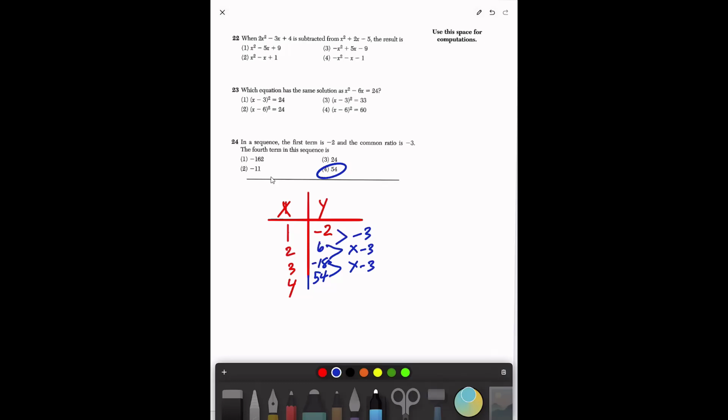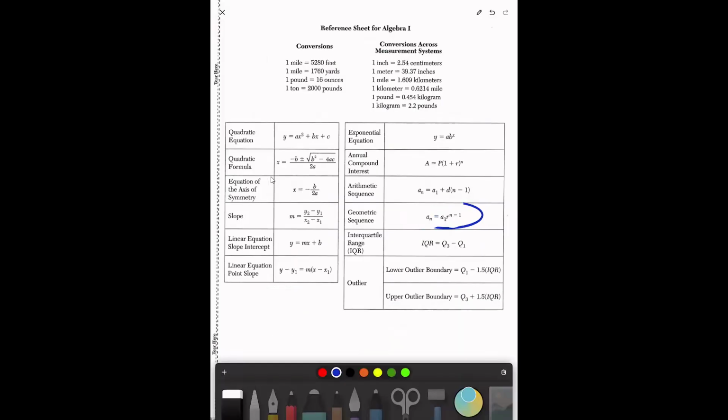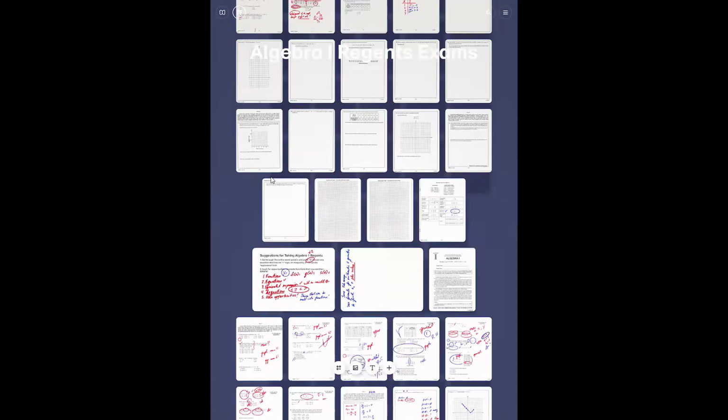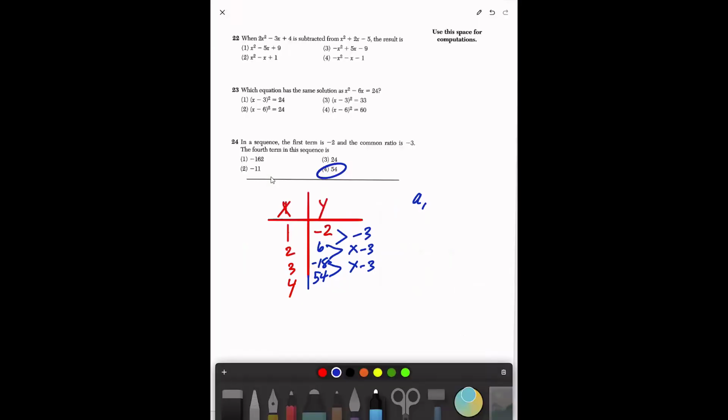Now, I'm going to show you one more thing. There is a formula on the reference sheet. Let me just go to that right here. It says that A sub n, for a geometric sequence, you can find any term as long as you know the first term, the common ratio, and the term that you're looking for. So this is a formula that I'm going to use, and I'm going to use the calculator to do this. So A1 is -2, the common ratio is -3, and we want the fourth term.